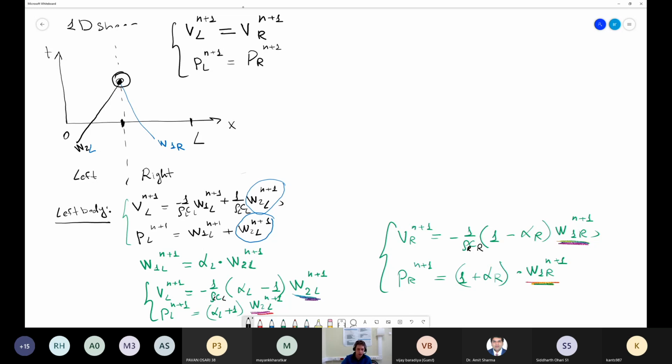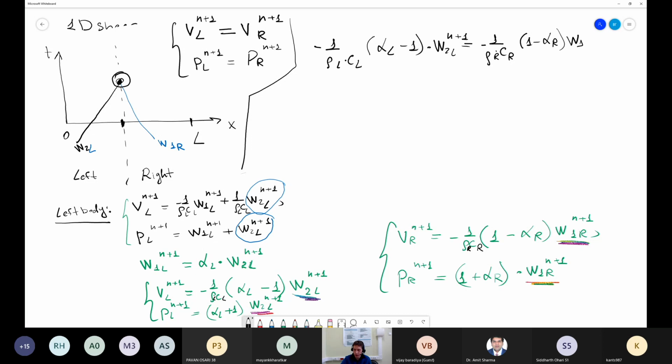VL is here. So -1 divided by rho left multiplied by C left multiplied by alpha L -1 multiplied by W2L n+1 is equal to the velocity at the right part, -1 divided by rho R C R (1 minus alpha R) W1R n+1. This is the first equation, and the second is from pressure.